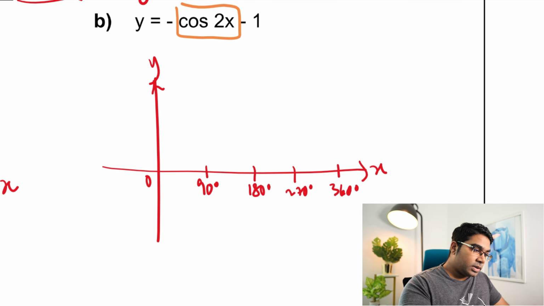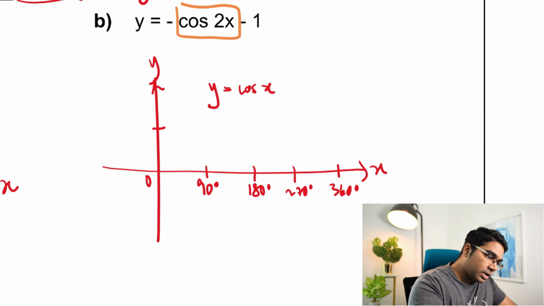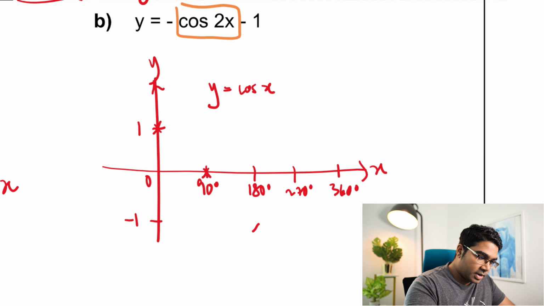And then we start with cos 2x. So if we are starting with a graph of y is equals to cos x, start with cos x first, the basic graph. The y equals to cos x has an amplitude of 1. It will be 1, 0, negative 1, 0, and 1. This is how the graph should look like.